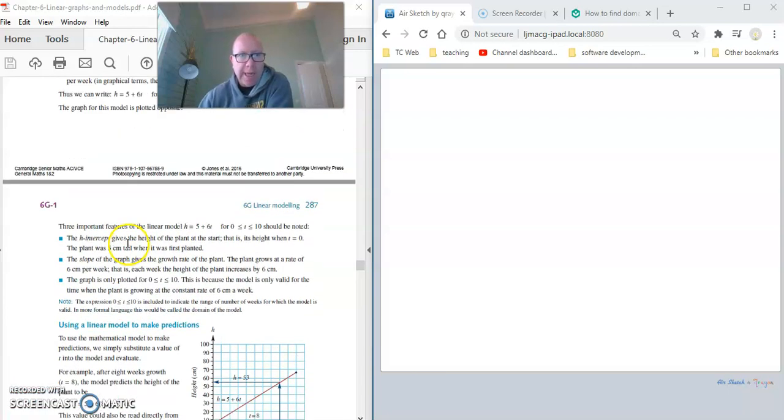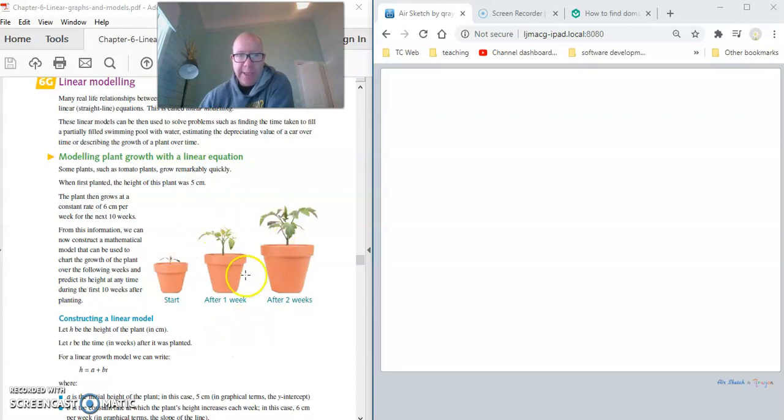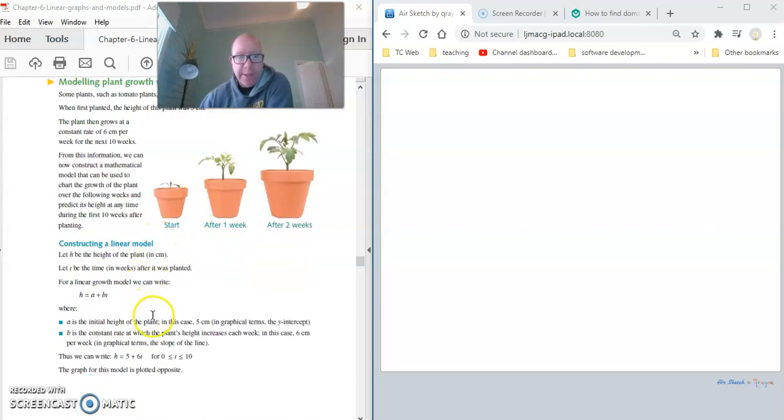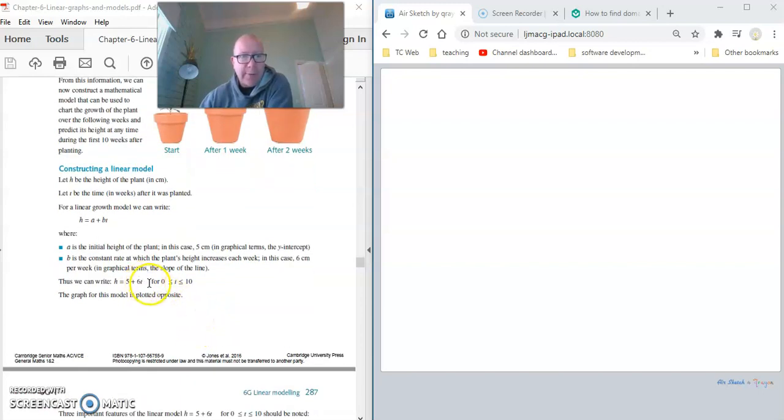Okay, getting towards the end of our introduction. So we've identified that we have to change x and y to real values, in this case time and height. We've identified that we can then use the information from the question to come up with a formula. So in this case a equals 5 and b equals 6. Okay, then we've identified that we do have a domain of values.